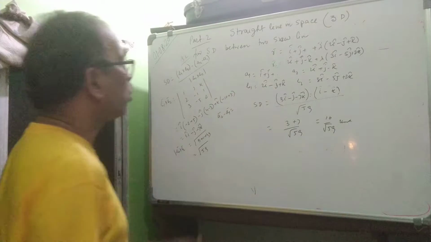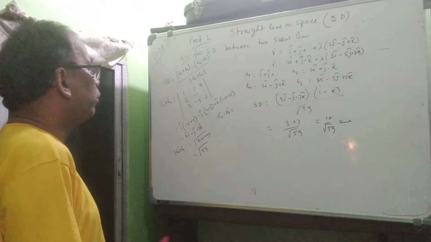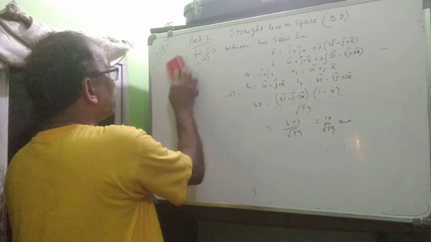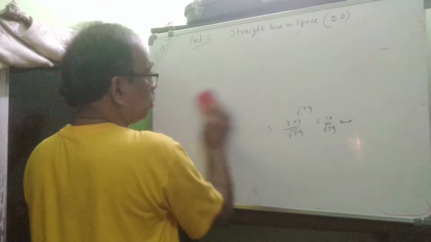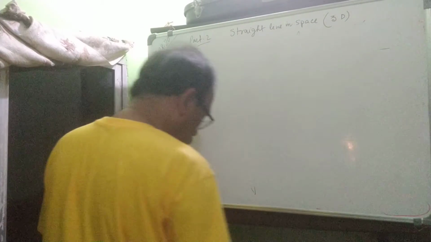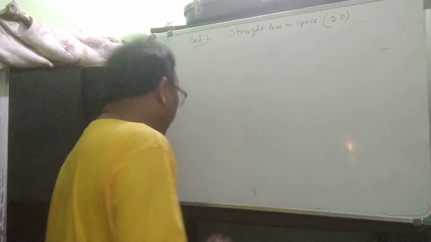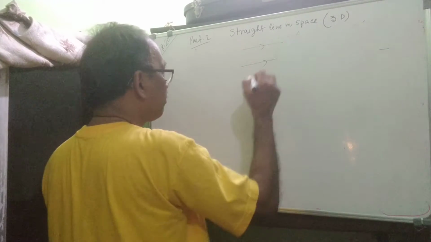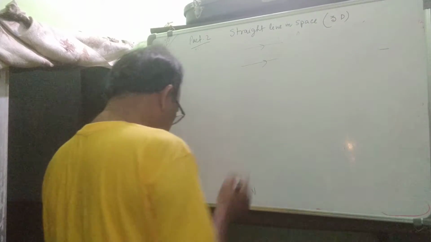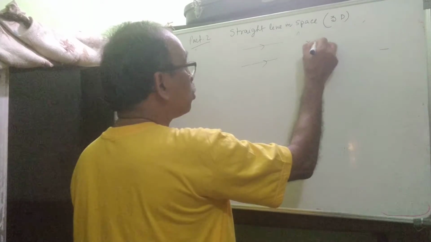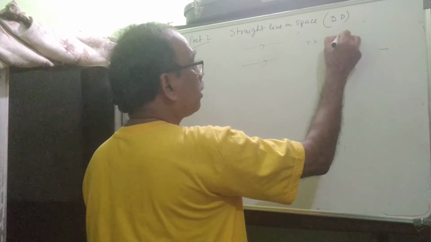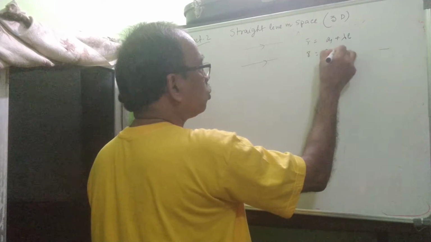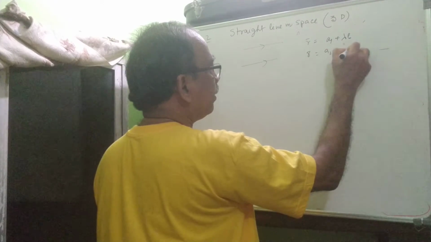So if you have the vector equation, we can get the shortest distance using this formula. Now let us do the shortest distance between two parallel lines. Suppose these two lines are parallel: R equals A1 plus lambda B and R equals A2 plus mu B.